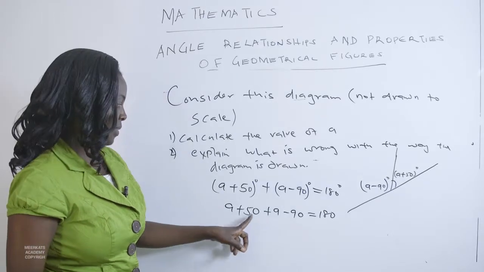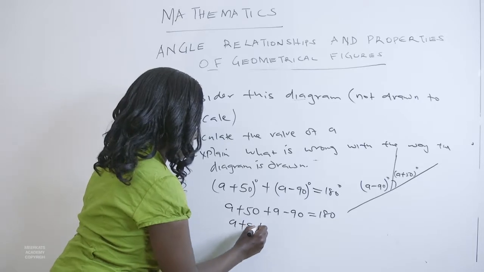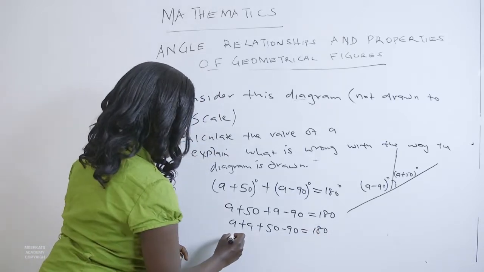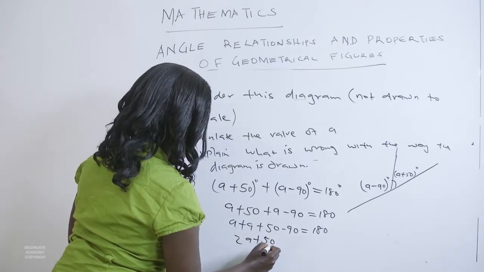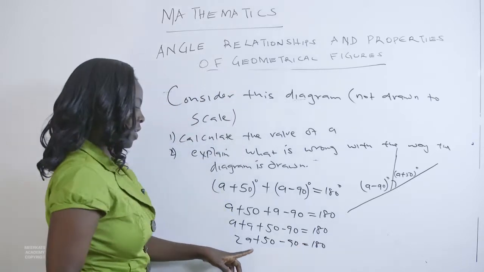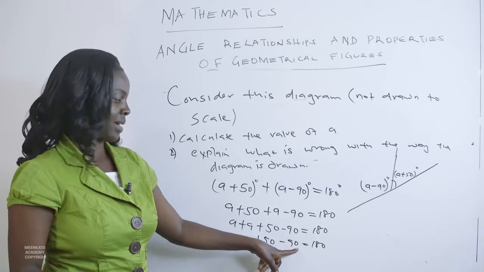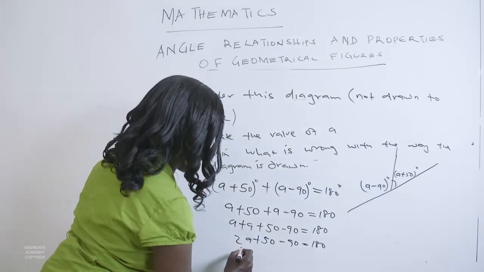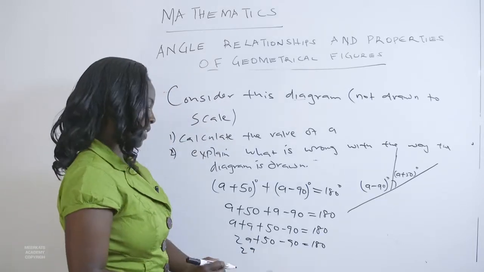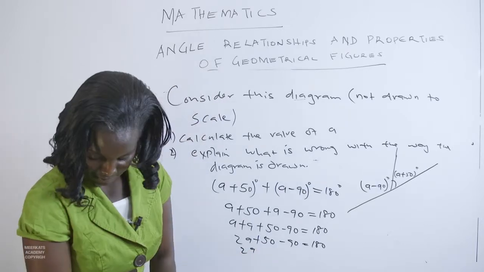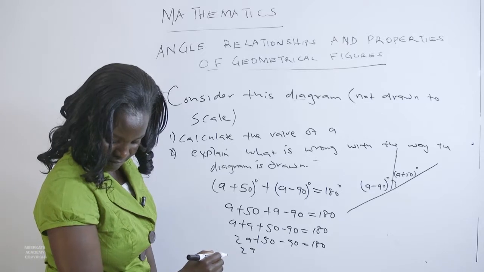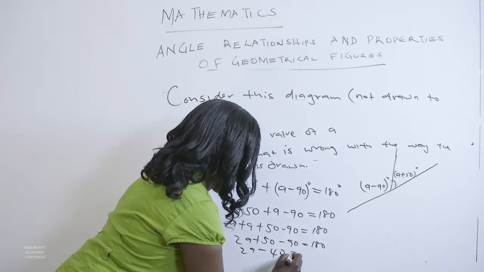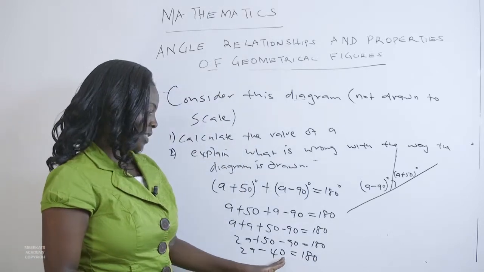Let us now collect the like terms. Realize we have A and A. So 2A plus 50 minus 90 gives us 180. 50 minus 90, you realize that we have negative 40. So 2A minus 40 gives us 180.